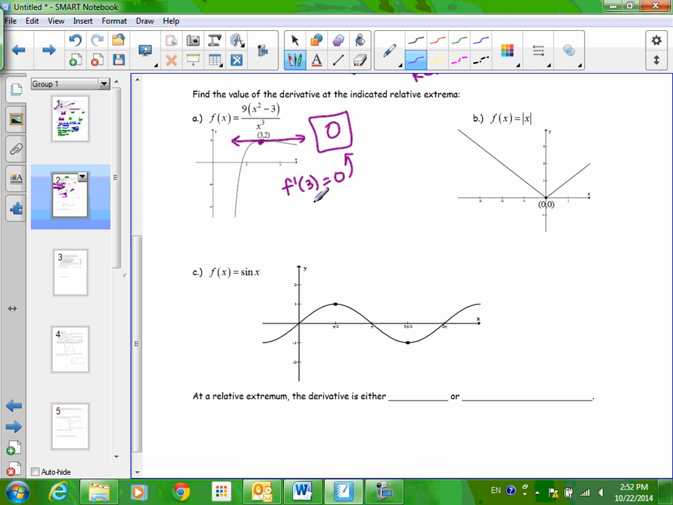Remember, f of 3 would be the y value. F prime of 3 would be the slope. It's all the same stuff we've been talking about. I'm just going to keep throwing it at you different ways so that you really get it.